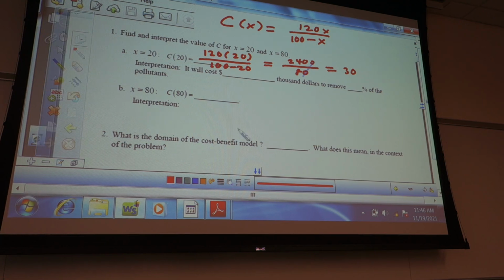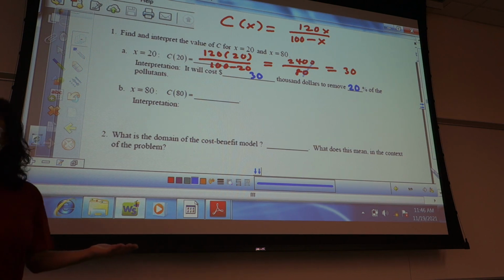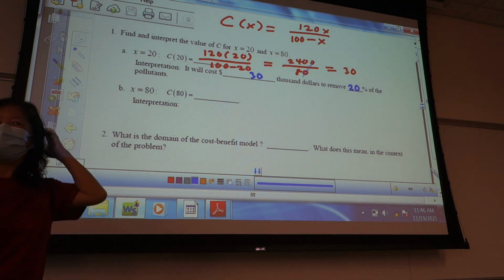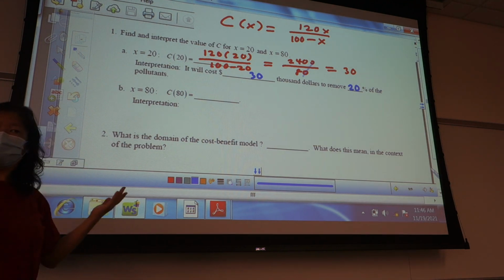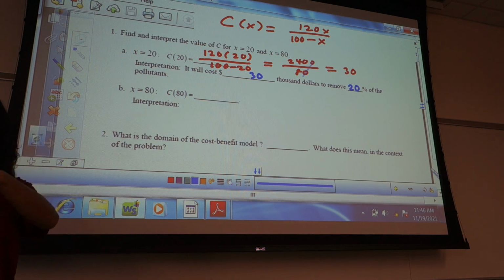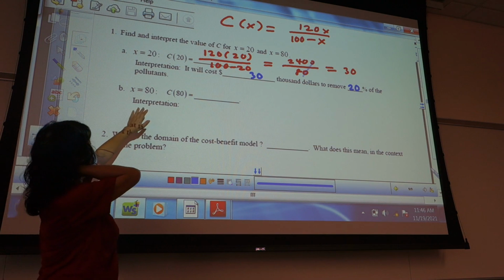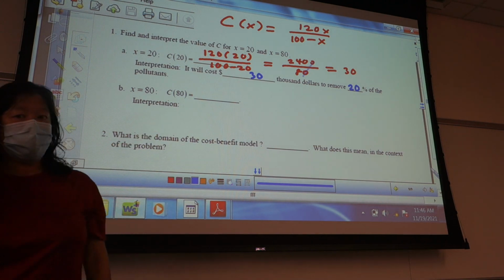It will cost $30,000 to remove what percent of the pollutants? What's my x? 20. So it'll cost $30,000 to remove 20% of the pollutants. Seems reasonable, right? The lake will be 20% cleaner than it is now. Okay, that seems good. Everybody understand that concept? Okay, great. Now, let's do x equals 80. Everybody do x equals 80. Find it.